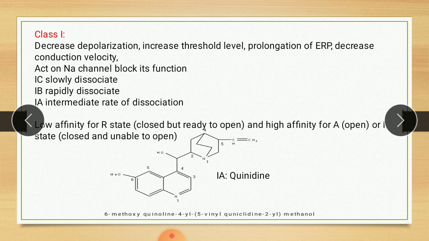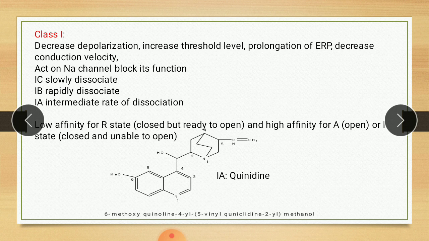So as an example of these classes, the first, class 1A, example is quinidine. So this is the structure of quinidine. If we see the numbering pattern, from here the numbering starts 1, 2, 3, 4, then this ring also has numbering. So the IUPAC name: 6-methoxy, so this one is 6-methoxy quinoline. This ring is the quinoline ring. 4-yl, so here the attachment is at 4, 4-yl. 5-vinyl, this is the 5-vinyl. Quinuclidine means this ring is called quinuclidine. On the second position the attachment is 2-yl. Methanol, so this one is methanol. So this carbon is attached to these 2 rings.